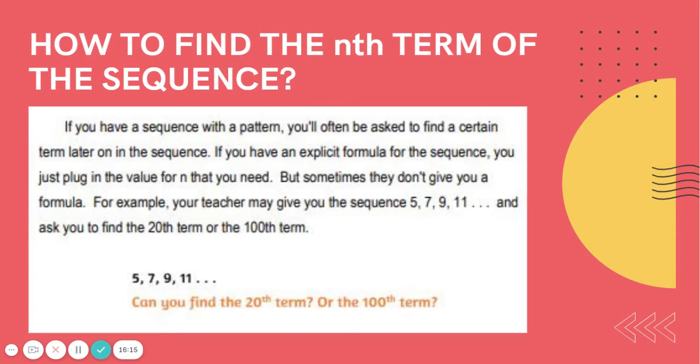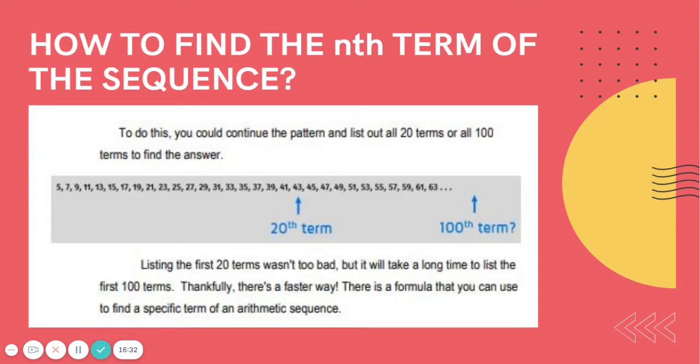So pwede mo namang makuha yung tamang sagot, pero ang danger lamang nun is matrabaho siya at may posibilidad na baka sa sobrang dami ng nililista mong terms ay mamali ka. Okay, so paano natin gagawin yun? Katulad ng nakikita nyo, inilista niya lahat ng mga terms. Itinuloy niya yung ating sequence at hinanap niya yung pang 20 na term. So nahanap naman niya yung pang 20 na term. Kaso sumulat na siya ng maraming terms.